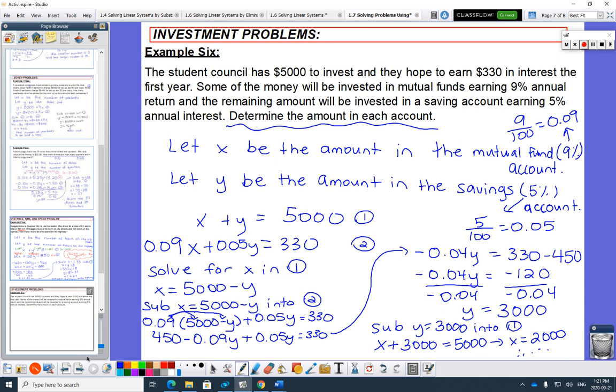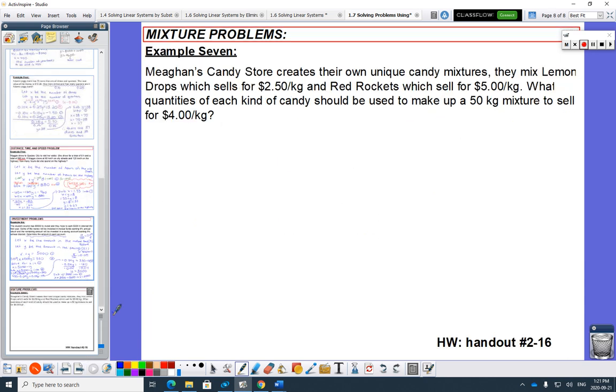Okay, one more. Megan's Candy Store creates their own unique candy mixtures. They mix lemon drops, which sell for $2.50 a kilogram, and red rockets, which sell for $5 a kilogram. What quantities of each candy should be used to make up a 50-kilogram mixture to sell for $4 a kilogram?